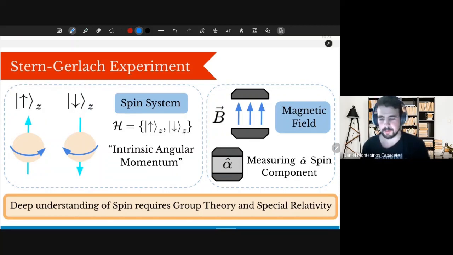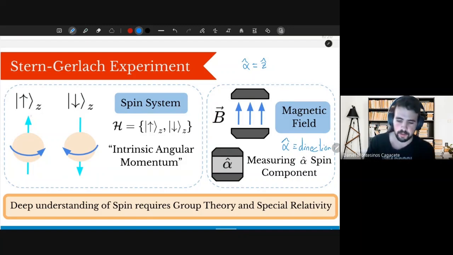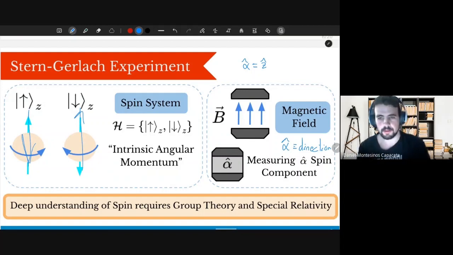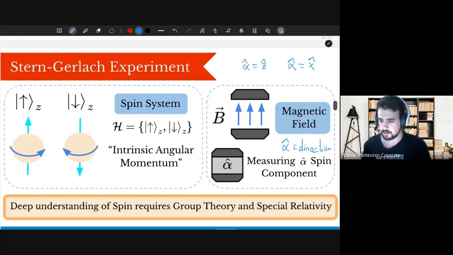in every direction. I mean, alpha is just a unit vector that gives us the direction, right? So for example, alpha will be this direction, right? So I will be measuring the spin up and down just in this direction. But I could also be measuring this property in, for example, the X direction, right? So that's a basic thing that we need.